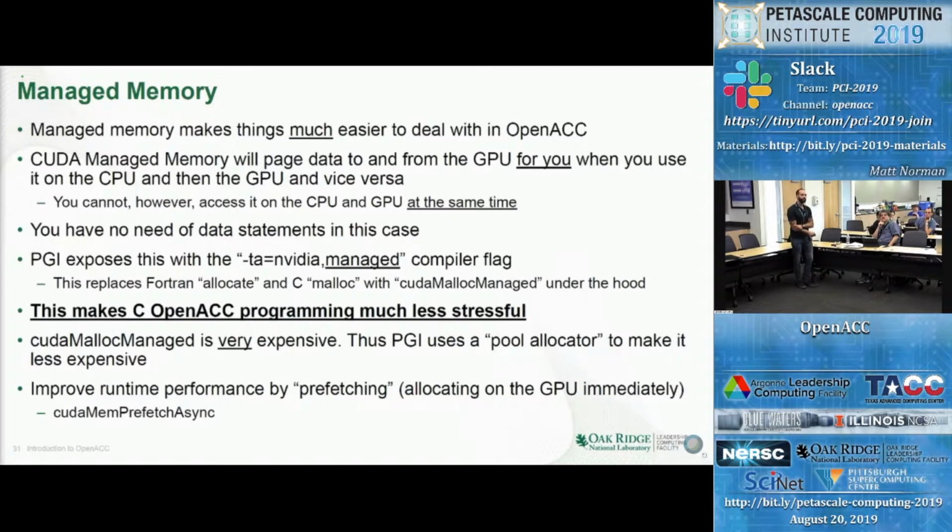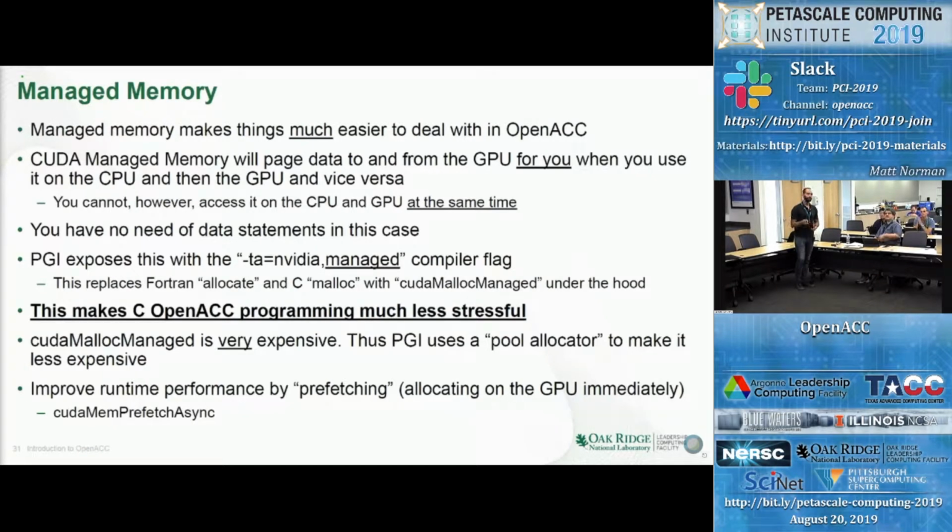One of the problems with managed memory is it's very expensive to call a CUDA malloc managed. The PGI compiler has a way around this because it automatically engages what's called a pool allocator, where it allocates a large chunk of managed memory for you, and then it hands out chunks of it under the hood when you call CUDA malloc managed. So this makes the calls for CUDA malloc managed a lot less expensive, and they turn it on automatically if you use managed memory in the PGI compiler.